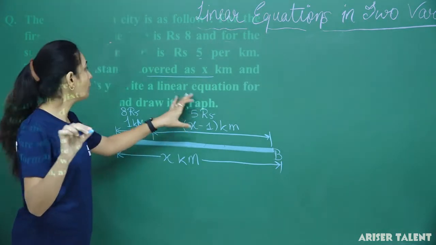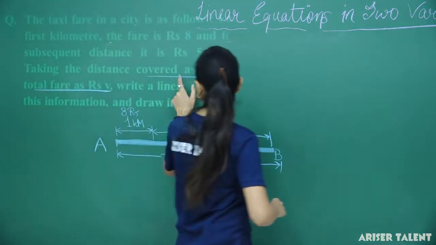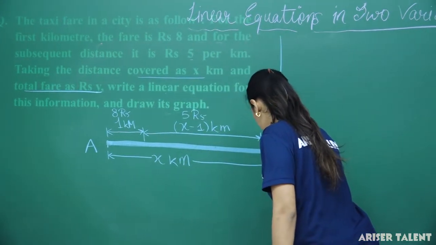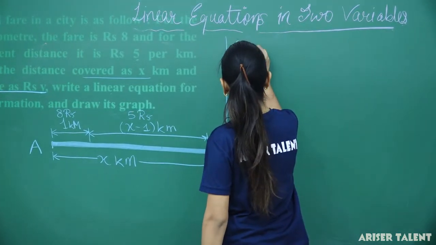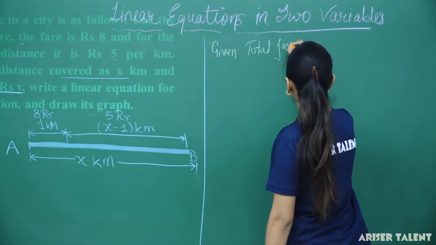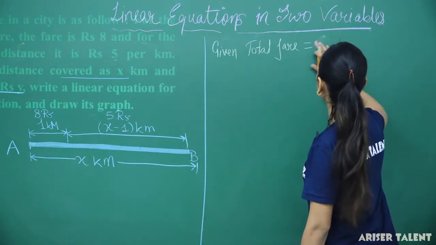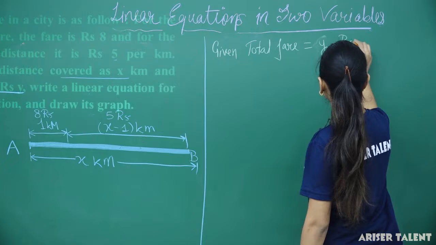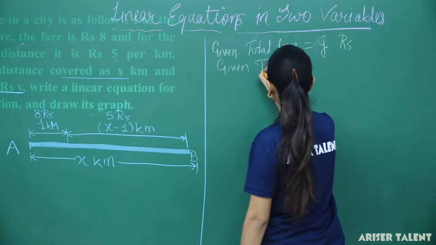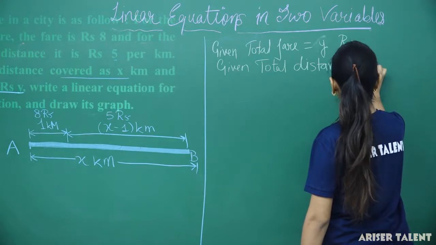Now the total fare is given as y, and we take the distance x as kilometers. So write it like this: given total fare equals y rupees. Now given total distance equals x kilometers.